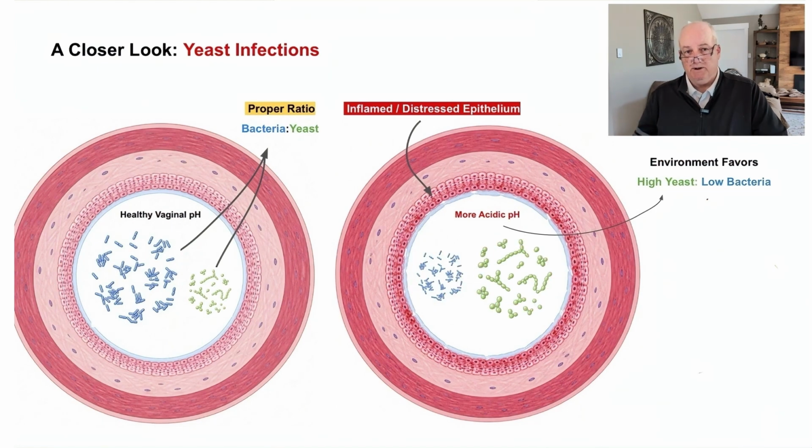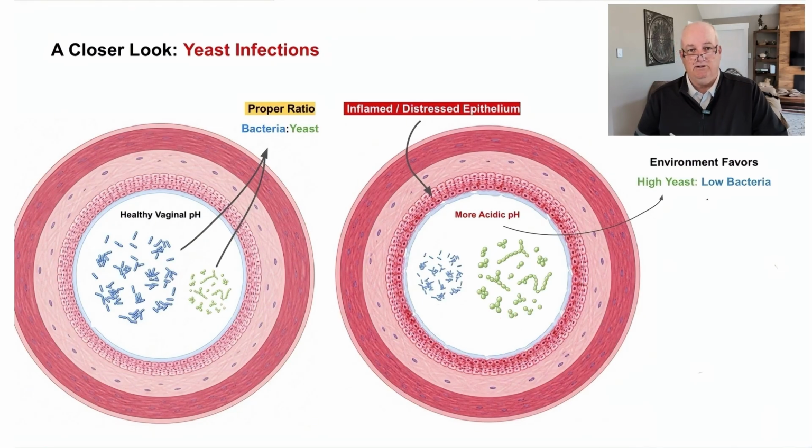Yeast are often spore-based microorganisms. They have a spore casing wrapped around them. It's like a protective barrier to help them live in harsh environments better. Bacteria are single-cell walled organisms. They don't live in those acidic environments as well. So if we have an inflamed, distressed epithelium and the pH is somewhat lower than it should be, we're going to have a slight imbalance of yeast to bacteria.